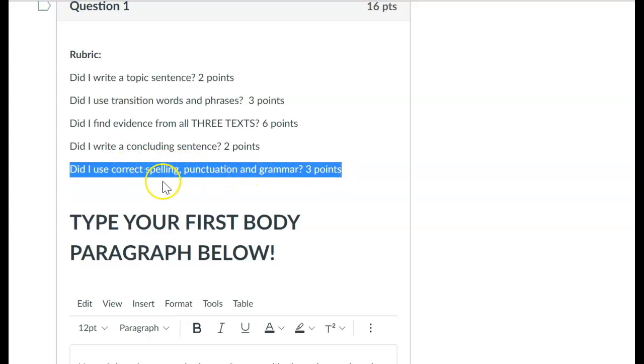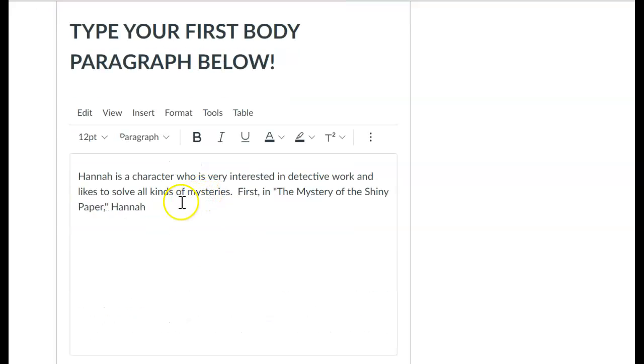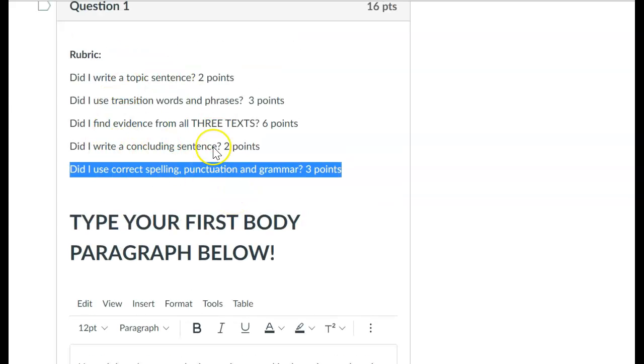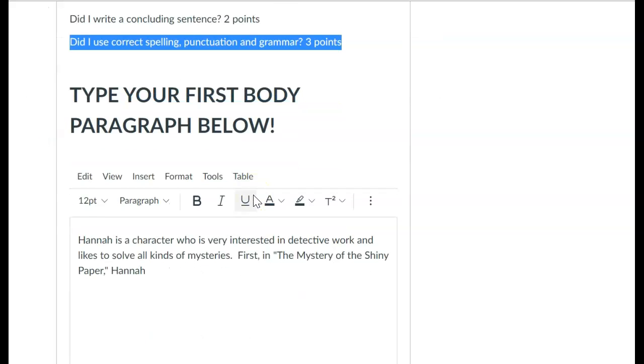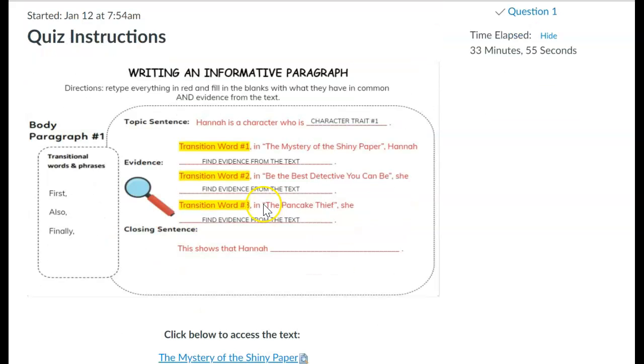This is something that some of you are not going back and checking, so you're just typing it out and going, okay, phew, I'm done. You still need to go back and make sure. Check for spelling errors, check for punctuation, check for grammar. Some of you are just writing one big long run-on sentence. That's not a paragraph, that's a run-on sentence. So make sure you're checking this rubric to make sure you have all those points. Okay, questions?